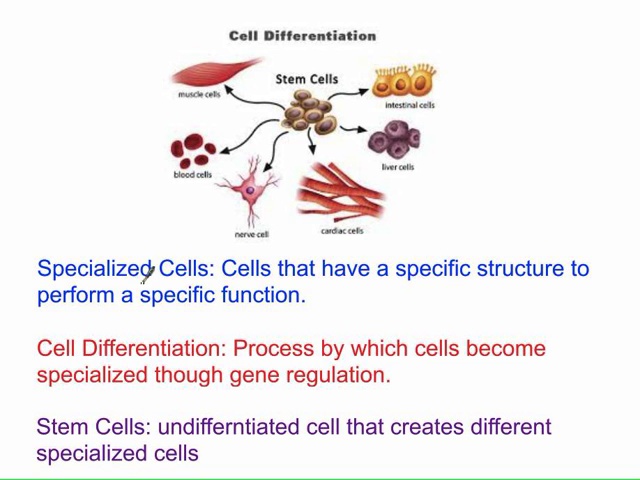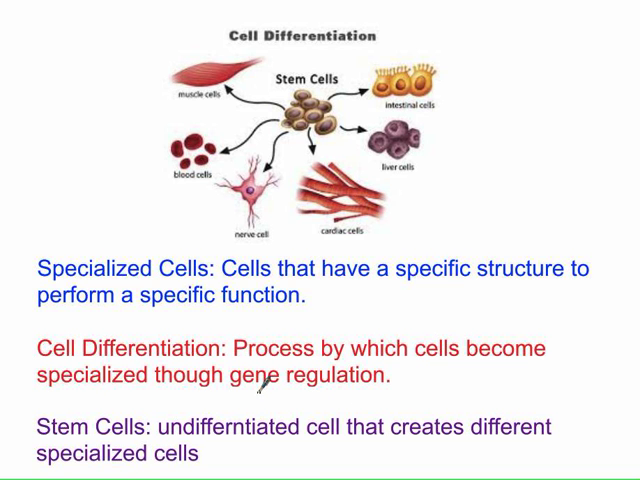How do those cells get to be specialized? How do they go from being a stem cell, which is an undifferentiated cell that creates different specialized cells? So it's undifferentiated. How do we get from an undifferentiated cell to a specialized cell? And that is through the process of cell differentiation.